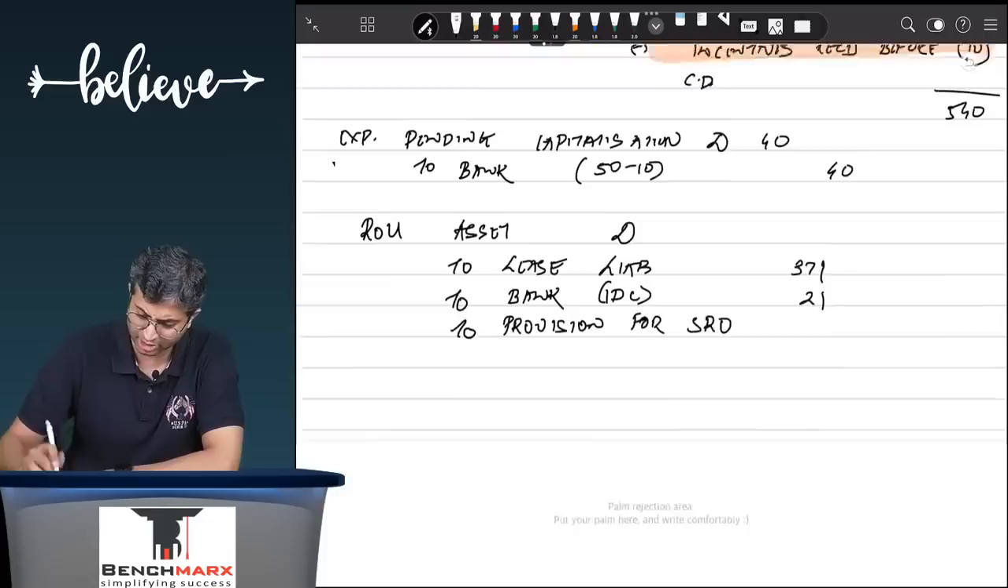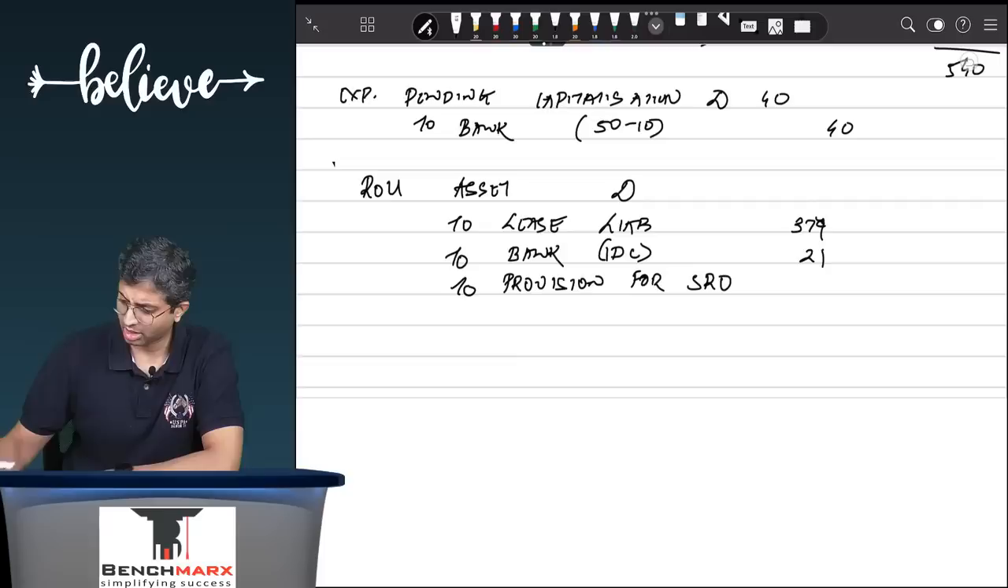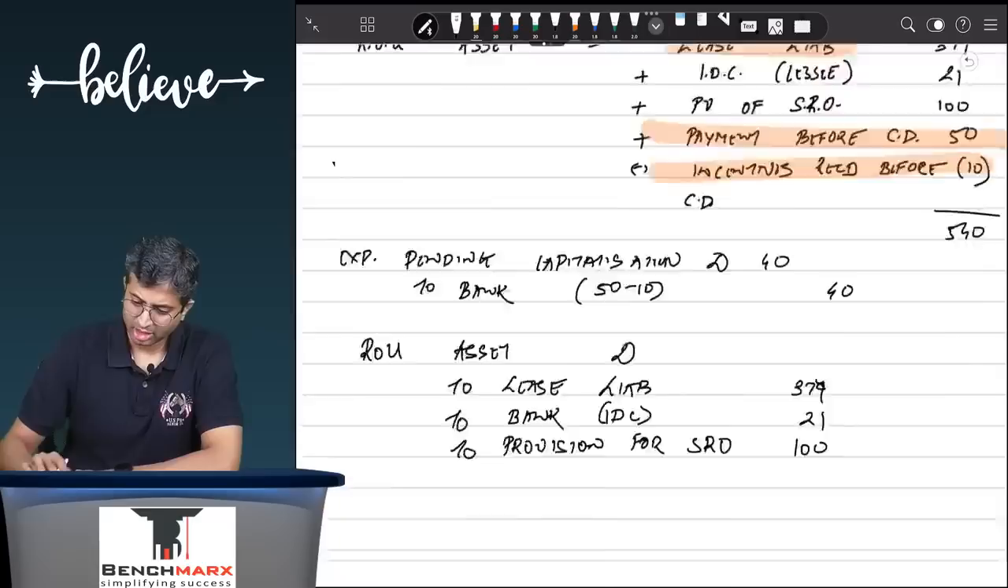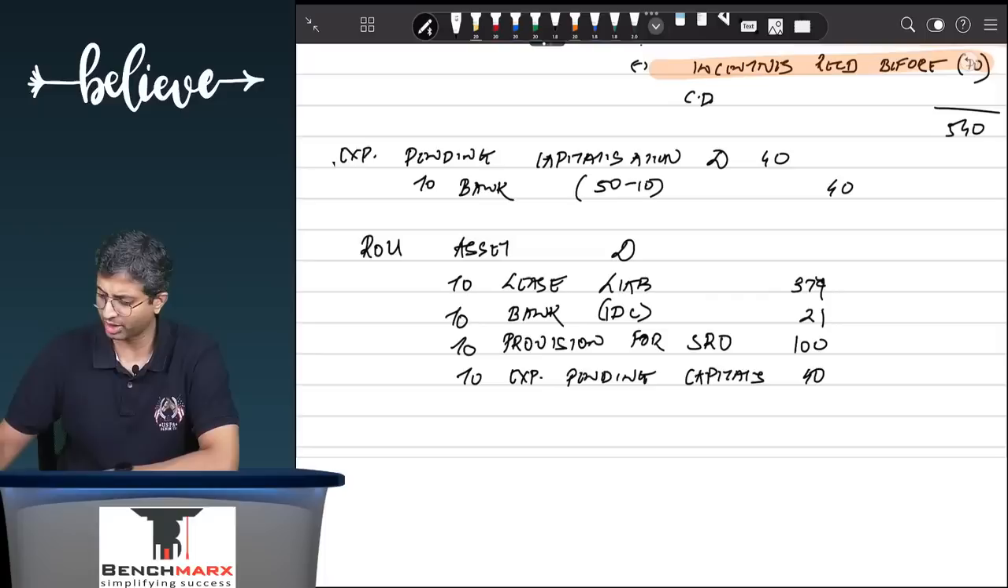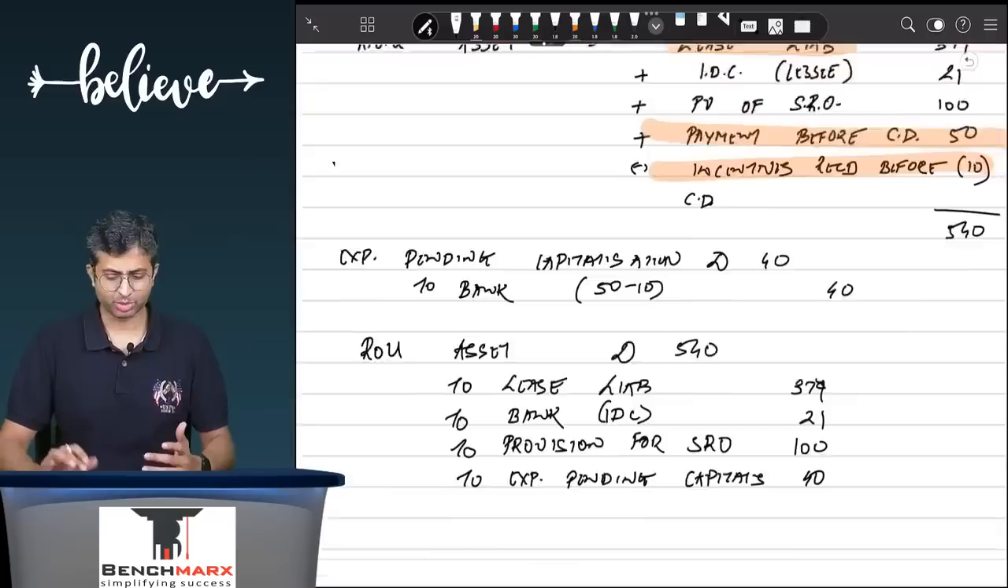So provision for site restoration, let us say this is coming to 379 plus 21 plus, let us say, 100, and let us say there will be two expenses pending capitalization. Now that temporary account, which you can give any name, is no longer needed. So over here you will have 379 plus 21 plus 100 plus 40, and hence you will have 540. This is your right of use asset, the value at which your right of use asset should be recorded.